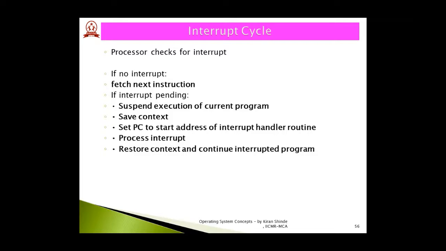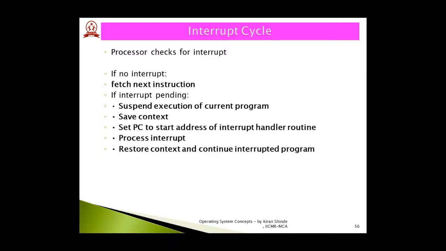The typical interrupt cycle, you can see in this particular slide. The processor checks for interrupt. If no interrupt, obviously it will fetch the next instruction and start executing. If interrupt, then the different tasks the processor actually has to undergo: suspend execution of the current program, save the context of the current program by making use of PCB. We have already talked on that, process control block.